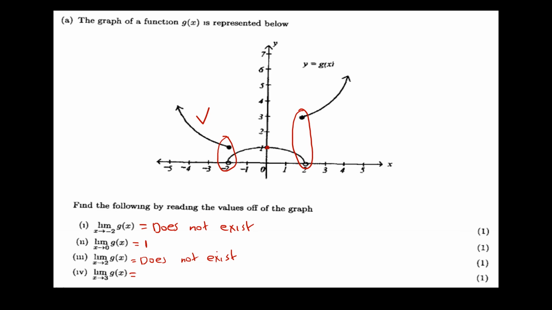Limit as x approaches positive 3. Positive 3 is here. So what's the limit? You can see this keeps on going. So the limit is positive infinity, because it's going upwards towards positive. If it was going down, you'd say negative infinity. Okay, yeah, that's all for limits.